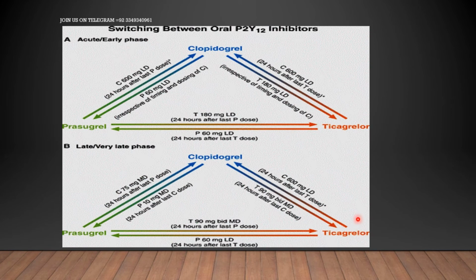And if you have to de-escalate from ticagrelor to clopidogrel, give clopidogrel 600 mg loading dose 24 hours after the last ticagrelor dose. And during the very late phases, if you have to change between ticagrelor and prasugrel, only the maintenance dose is given if you are switching between prasugrel and ticagrelor. And if the change is from ticagrelor to prasugrel, give prasugrel loading dose 24 hours after the last ticagrelor dose.